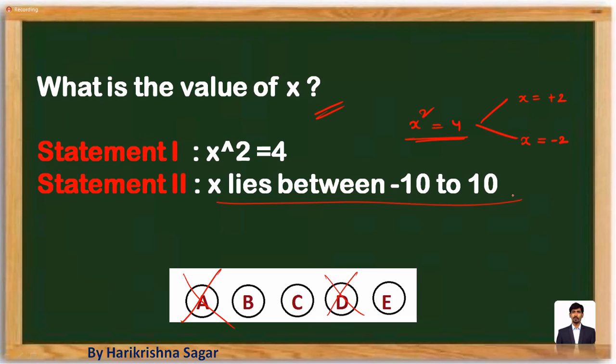Look at the second statement. It says x lies between minus 10 and plus 10. Here also, we cannot predict the value of x. x can take so many values, but you should get a unique value for x. So even option B is not giving the answer. Eliminate this. If I combine these two, will I be able to get the answer? Combining these two also does not give the answer. Eliminate option C. Mark your answer as option E.